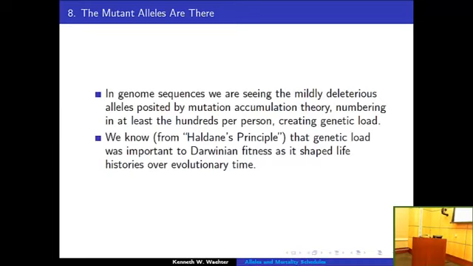Really, there's no room left for debate on the question of the importance over evolutionary time of mutation accumulation. In genome sequence studies, we're already seeing, big as life, these deleterious alleles, which the mutation accumulation theory talks about. Now, they're numbering at least in the hundreds per individual, drawn from a wide pool of thousands of deleterious alleles. And we also know from something called Haldane's principle, that I'll mention again, that those alleles had to have major effects on fitness, as Darwinian selection was painting up the shapes of life histories over evolutionary time.